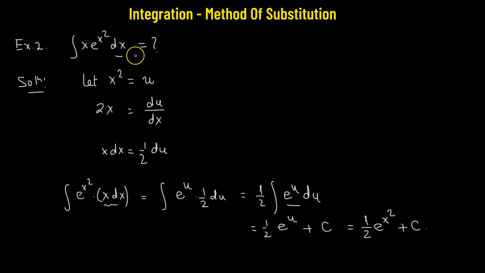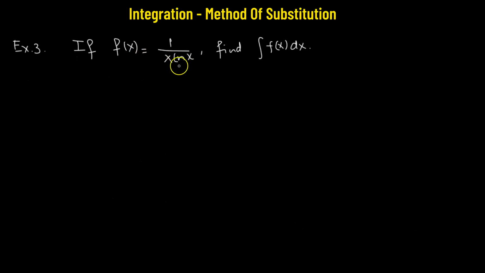Let's move on to the next problem. So here we have a function given by 1 over x times natural log of x. We need to integrate this function with respect to x. So let us begin. We have to find the integration of 1 over x times natural log of x dx. We need to find its value. So we are going to make a substitution here.